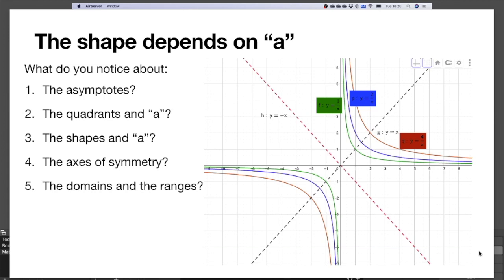Another thing I need us to think about is the shape of the hyperbola. So depending on the value of a, you will get your hyperbola. If a is positive, then we expect to get our hyperbola in quadrant 1 and 3. But if a is negative, then the hyperbola will be drawn in quadrant 2 and in quadrant 4.